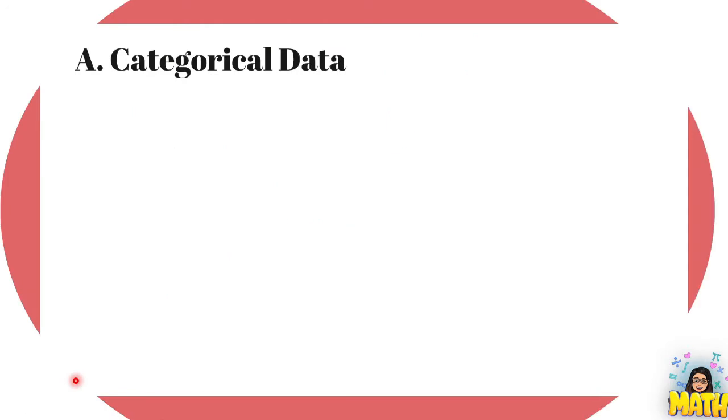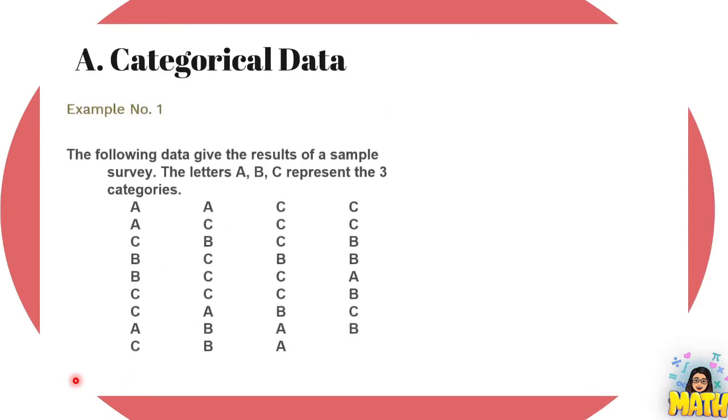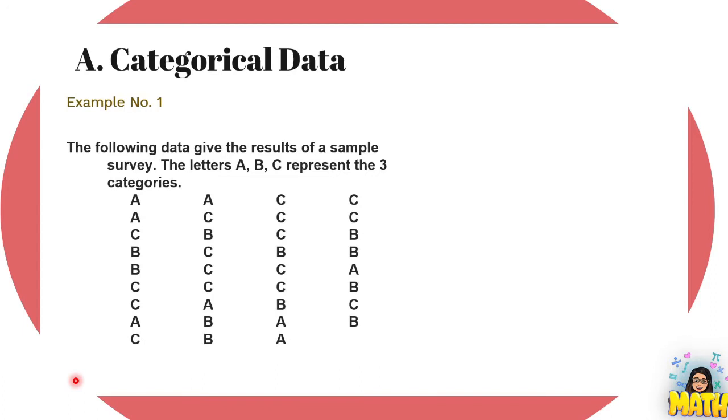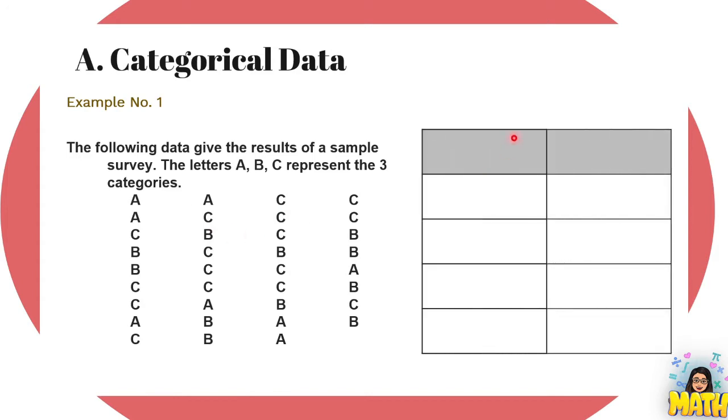First, let's have categorical data. Kung ang data na nakuha natin ay based from categories or words or codes, we can arrange it in a frequency table. So just like here, the following data give the results of a sample survey wherein our samples are asked to choose from three categories, A, B, and C. Para ma-summarize to, gagamit tayo ng frequency table with two columns. One column is for our category and another column is for the frequency.